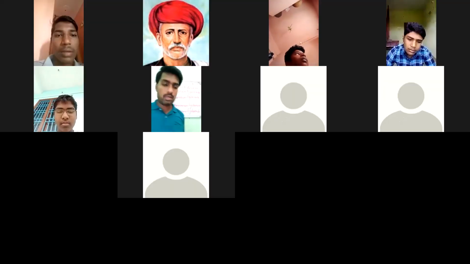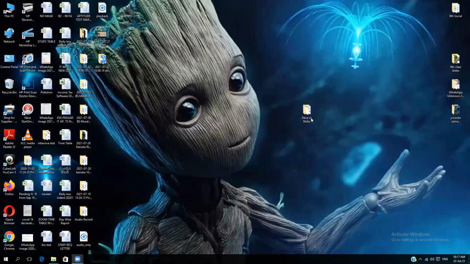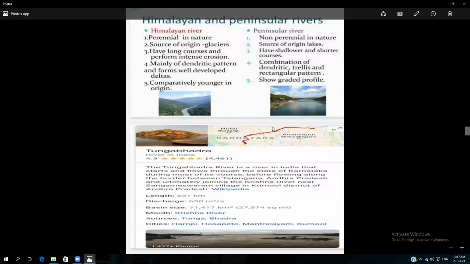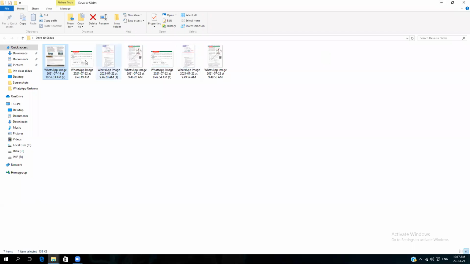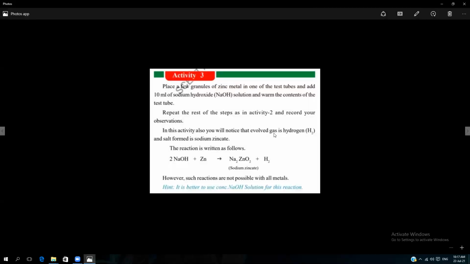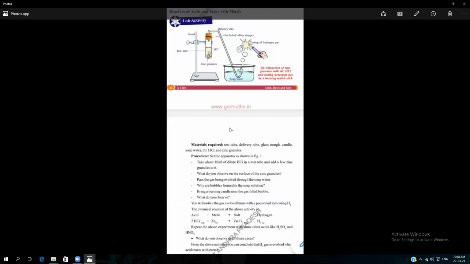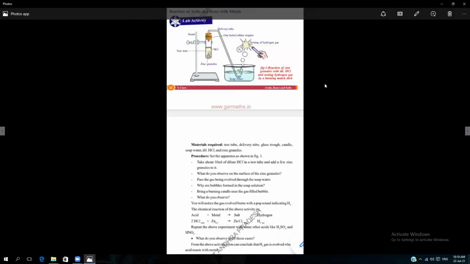Sir, slide out of pattern, sir. First slide pattern, sir. Reaction of acids and bases with metals. Not this one, sir. Yes, this one. Okay, continue.